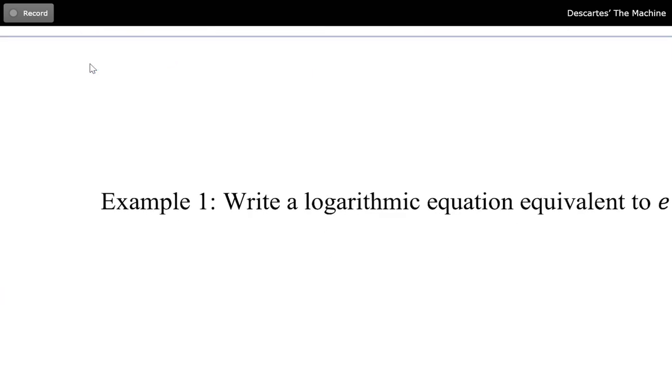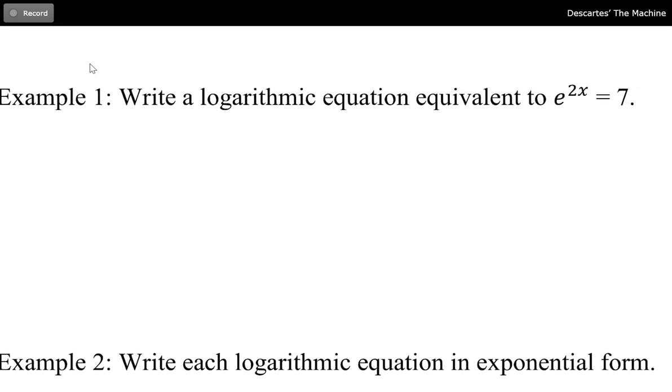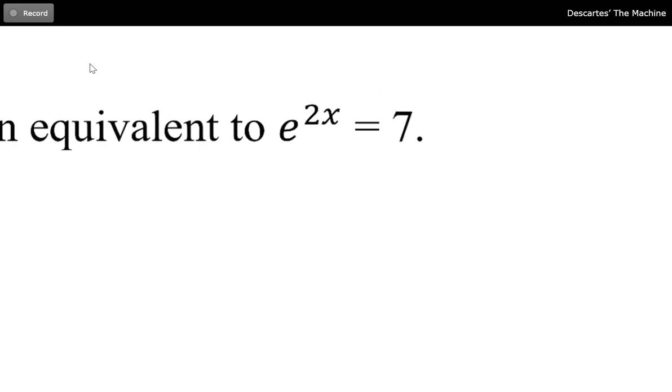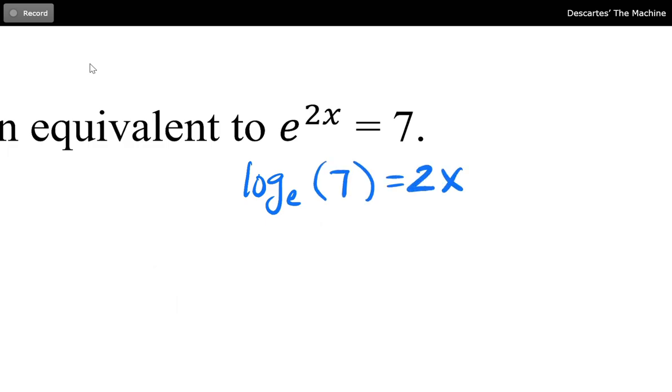All right, so now let's do an example. Write a logarithmic equation equivalent to e to the 2x equals 7. All this is asking us to do is convert this into log form. To be real simple to start off, log, what's the base? The base would be e. What's the power? 7. And what's the exponent? 2x. Not done yet because log base e is a little silly. So this now becomes natural log of 7 equals 2x.